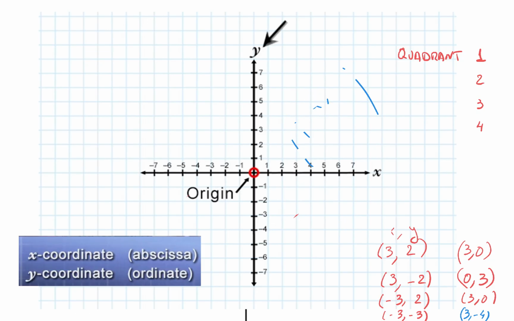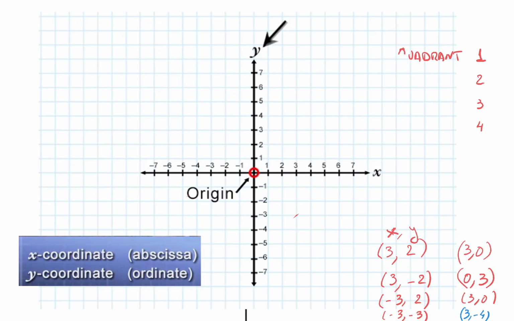So let's say that they give you a point, and the point has an x and a y, a horizontal information and a vertical information. So let's say that they say x is 3 and y is 2. Always the x comes first. The x is 3 and the y is 2. How are we going to represent this point on this Cartesian coordinate system?